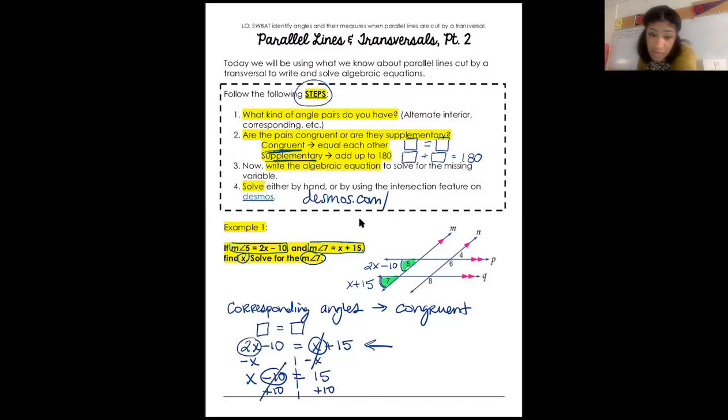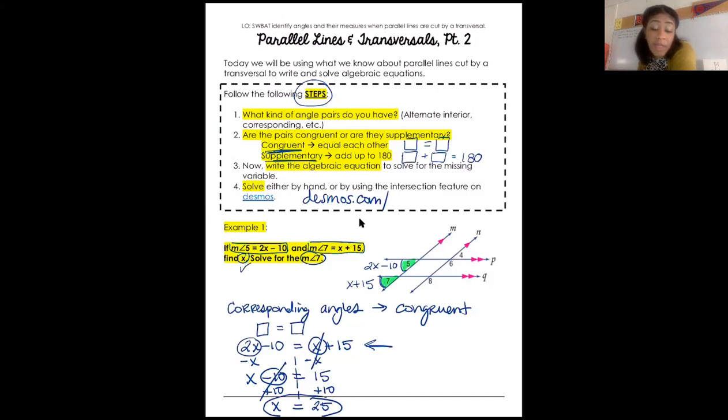On this side, it cancels out. Minus 10 plus 10 is 0, it cancels out. Bring down your x. x, bring down the equal sign, equals 15 plus 10 is 25. So there we go. We have one of our answers. It said solve for x. x is 25. But that part's done.